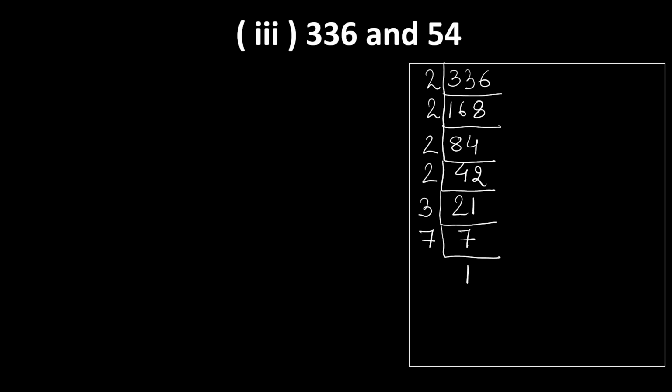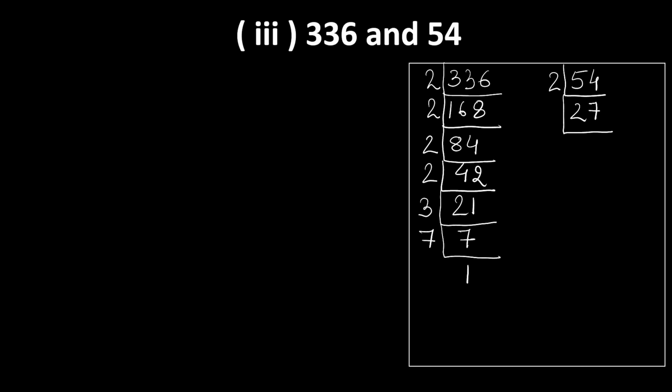Now we are left with 54. So let's prime factorize 54 also. If we divide 54 with 2, we are going to get 27 as a quotient. Since 54 is an even number, we first of all tried dividing it with 2.